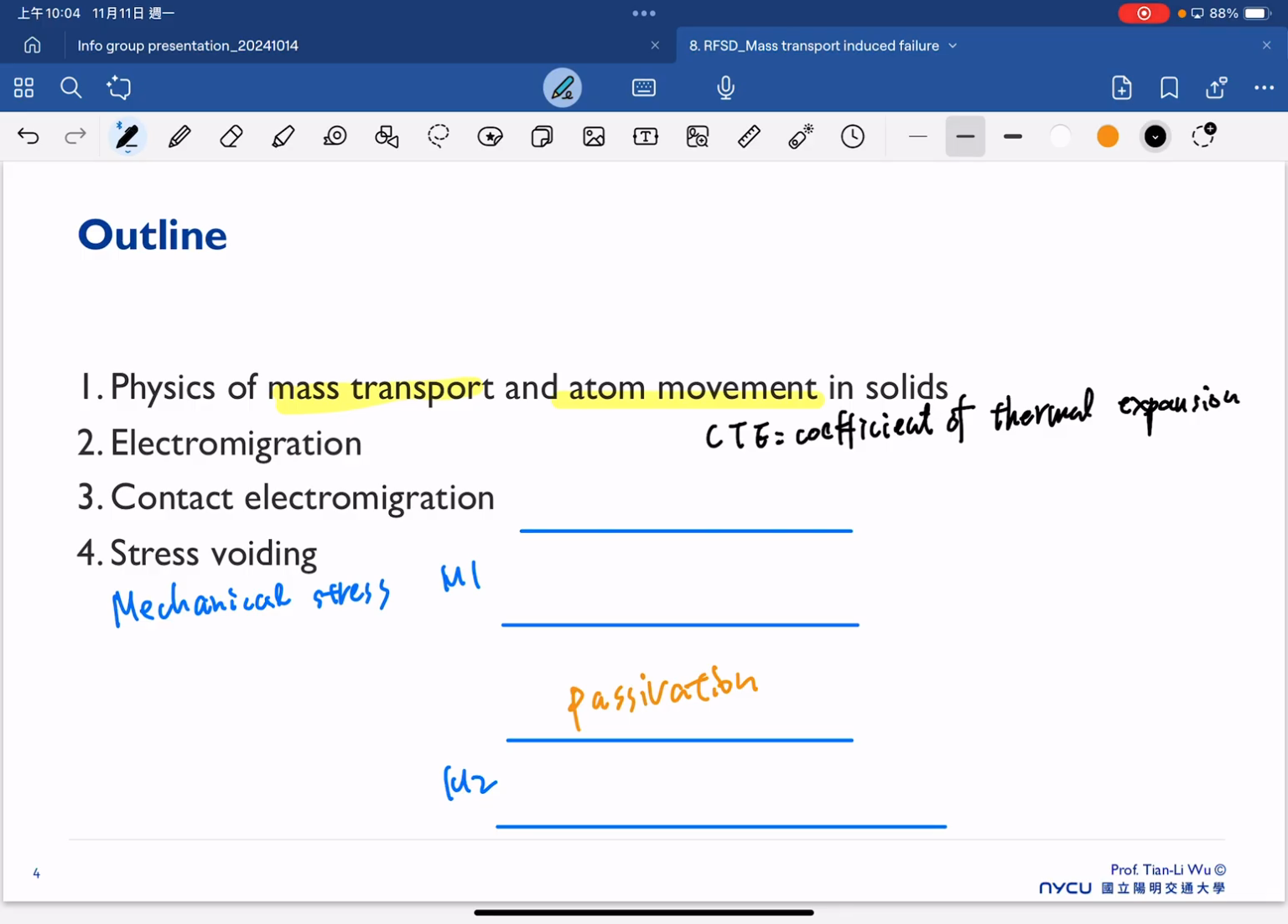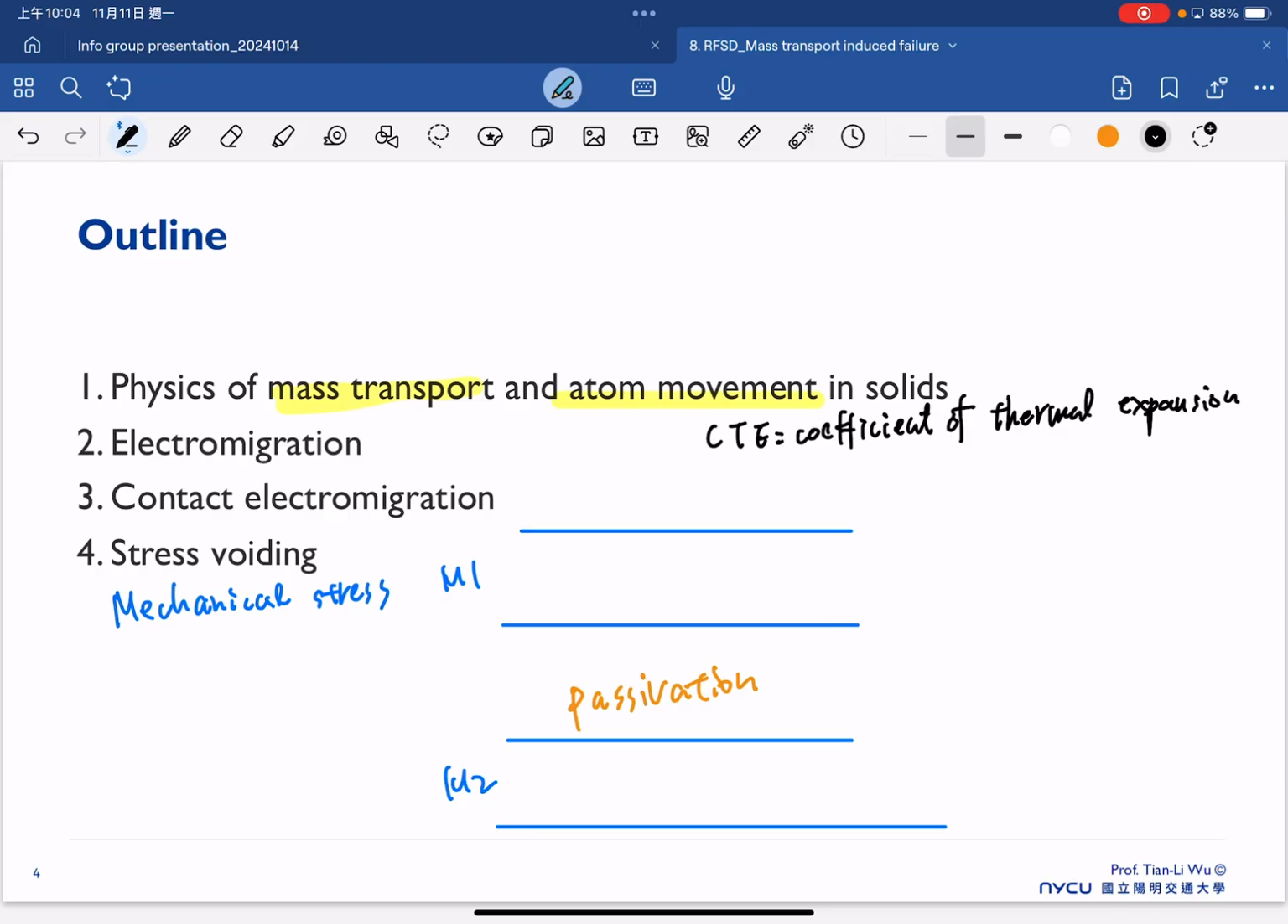So what is the coefficient of thermal expansion? I think this is pretty basic. We already know that different materials have different thermal expansion coefficients. So once you put them in a certain high temperature environment, you will start to see your material expand. That's due to the coefficient of thermal expansion.